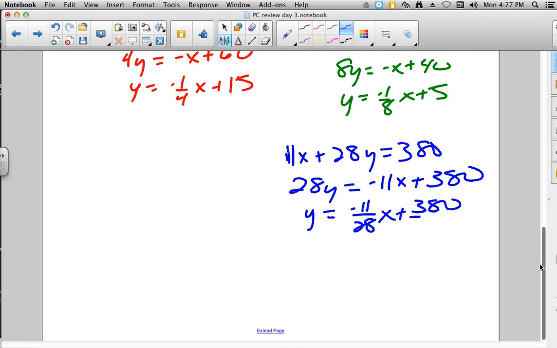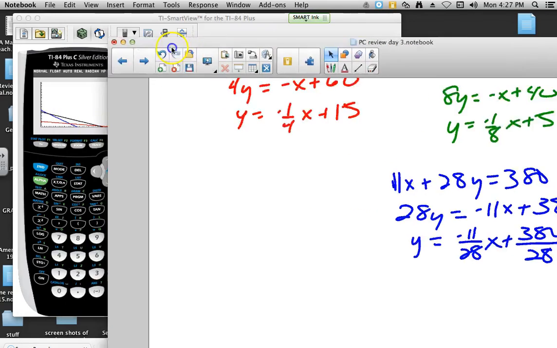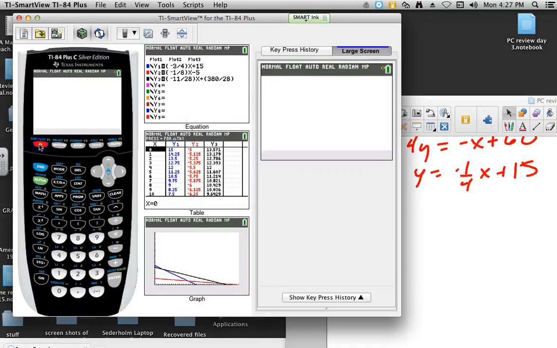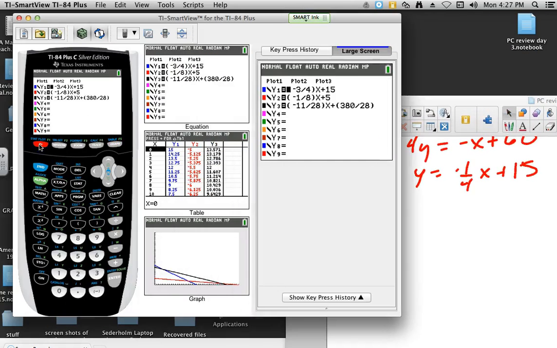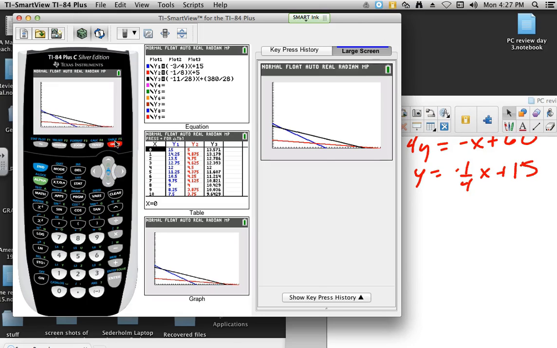And I wouldn't even bother reducing the 380 over 28. As long as you put that in with parentheses, the calculator will be just fine with it. Now, I already graphed them on here because this has just been incredibly difficult graphing today. It's not taking anything that I'm punching in, so I'm doing it at the computer. And there it is. And there's the graph.